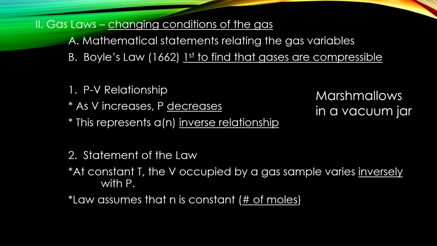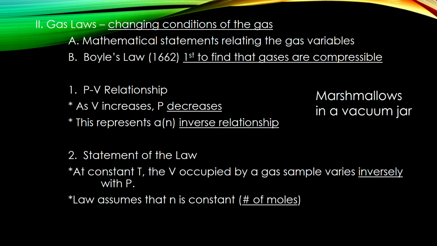Basically what he says is that as volume increases, pressure decreases. That's why I have marshmallows in a vacuum jar. If you take a Peep and put it in a bell jar and pump out the air, which we can do, the Peep actually magically grows. That's because you're lowering the pressure of the gas by taking away gas particles, and that means the volume is going to increase on the inside. Those holes get bigger and it looks like the Peep gets gigantic. So this is an inverse relationship.